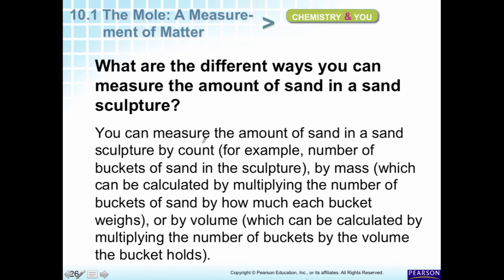Mass and volume. So, you could take the number of buckets of sand. A bucket of sand would be a little bit more reasonable than a grain of sand. We could look at the mass by multiplying the number of buckets by the mass of one bucket, or the volume by multiplying the number of buckets by the volume of each bucket.